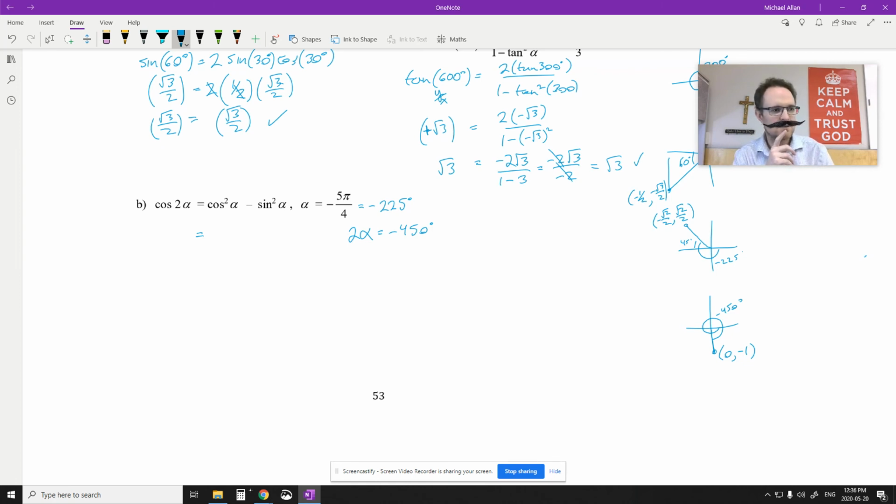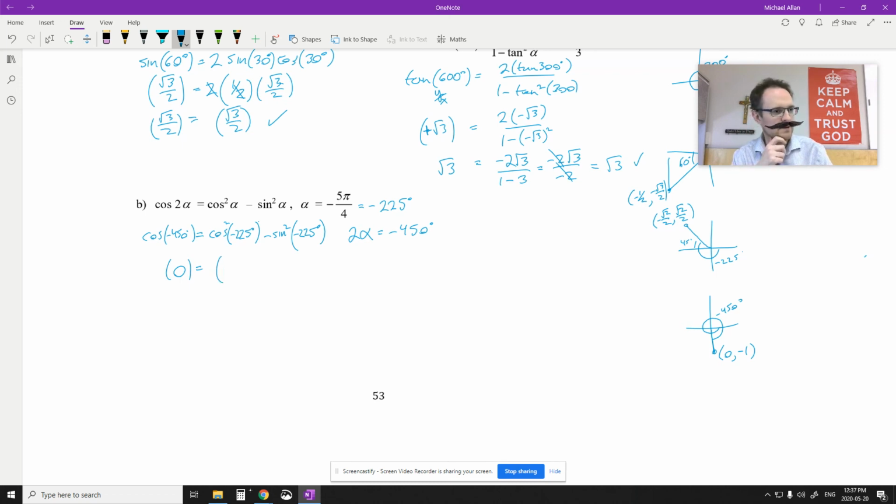So cos, I don't know why I wrote those so far over there. Oh, well, whatever. Cos 2 alpha. Cos, actually I'll write this up. Cos negative 450, that's going to be important. This is going to be cos negative 225 squared, and then this one's going to be sine squared of negative 225 as well. Okay, so cos is the x value. The x value is 0. Good. Okay, so we have to make sure it ends up being 0.